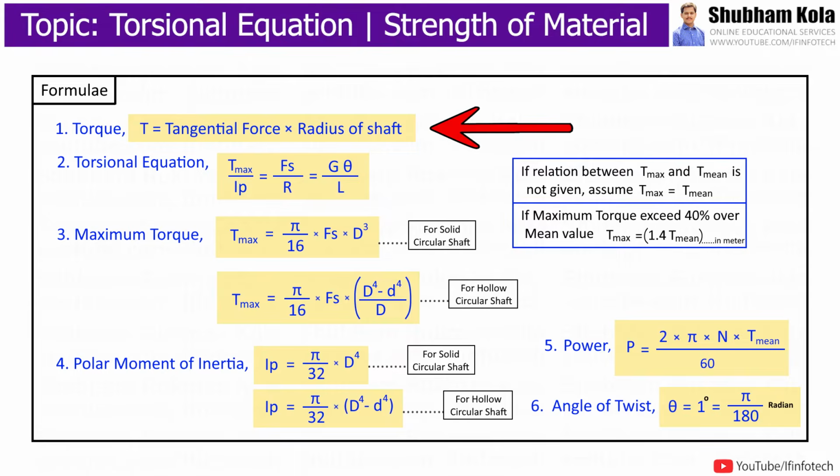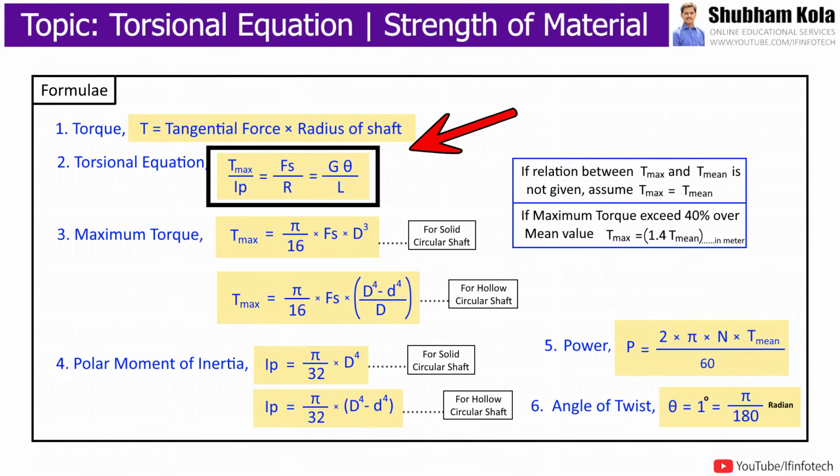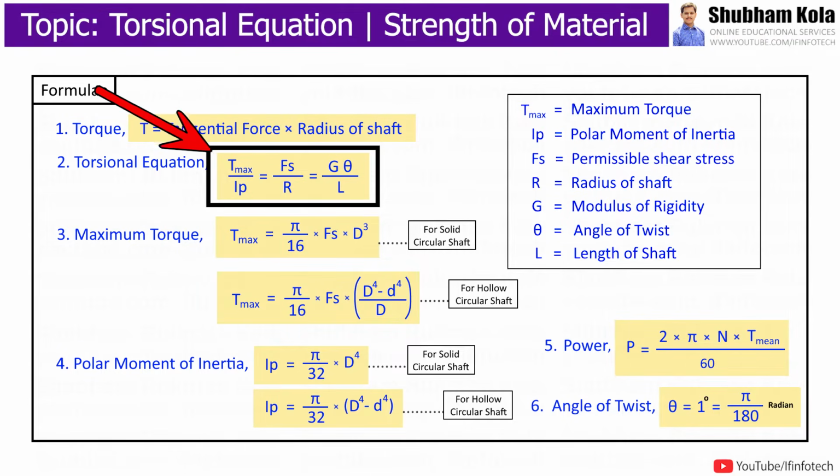The formula of torque, that is T is equal to tangential force into radius of shaft. Now let me give you the torsional equation, that is T upon IP is equal to Fs upon R is equal to G theta upon L, where capital T is the maximum torque, IP is the polar moment of inertia, Fs is the shear stress, capital R is the radius of shaft, G means modulus of rigidity, theta is the angle of twist, and capital L indicates length of shaft. This is the torsion equation.